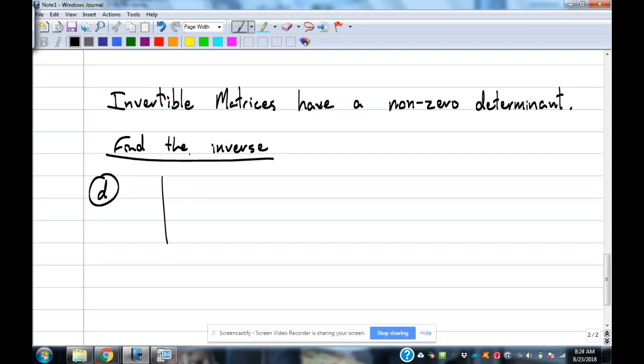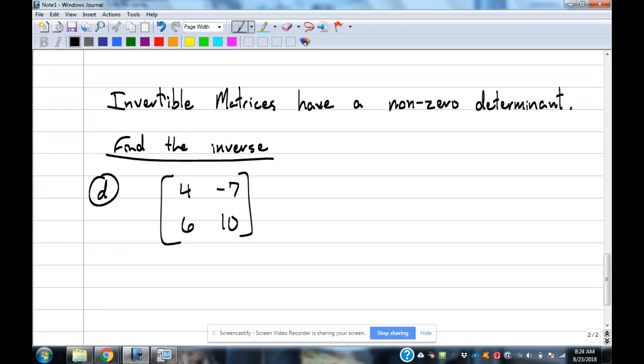Let's say we had a 2 by 2 matrix, something like this: 4, negative 7, 6, 10. Is that invertible before we even try to find it? How do we find the determinant of a 2 by 2 without the calculator?